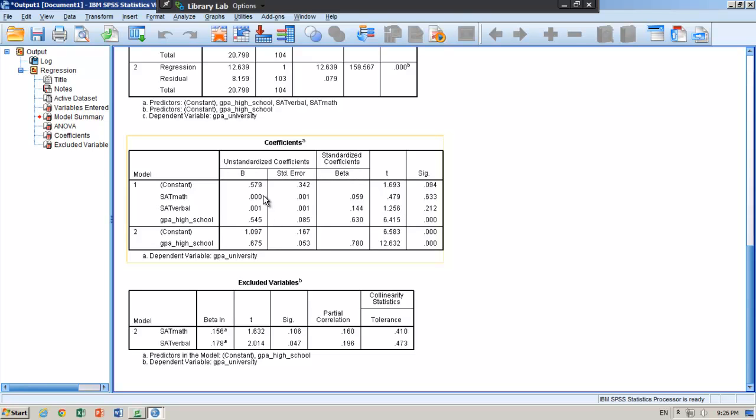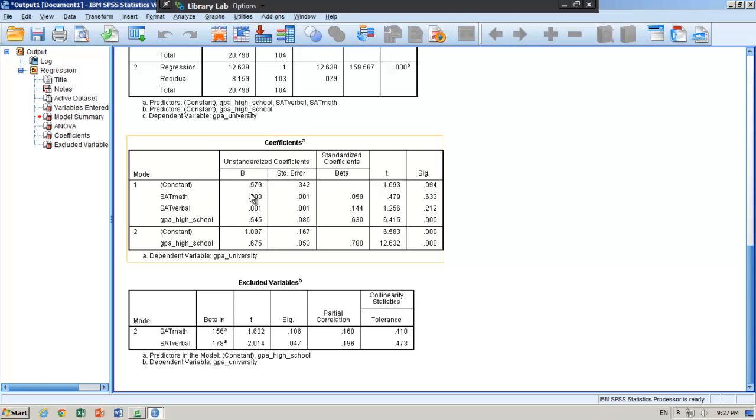And down below, you have coefficients for each of the regression models. If you want to actually make a prediction, you can use these coefficients to construct the regression equation. So your predicted university GPA for Model 1 would be 0.579 plus 0.000 times a person's SAT math score plus 0.001 times their SAT verbal score plus 0.545 times their high school GPA. In Model 2, the constant changes and the coefficient for high school GPA changes, and so your prediction would simply be 1.097 plus 0.675 times the high school GPA.